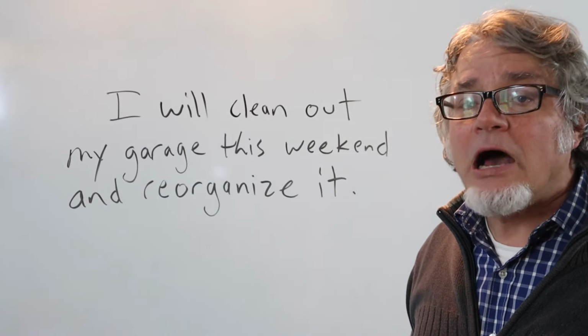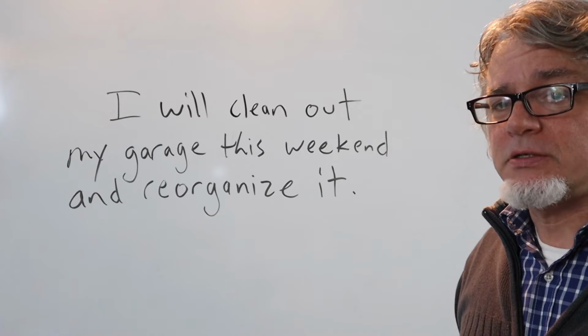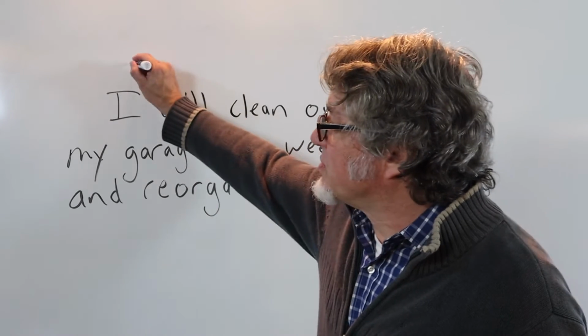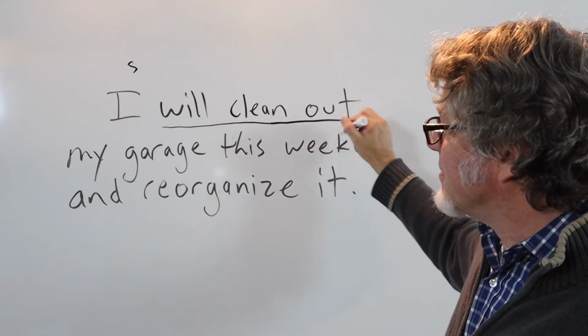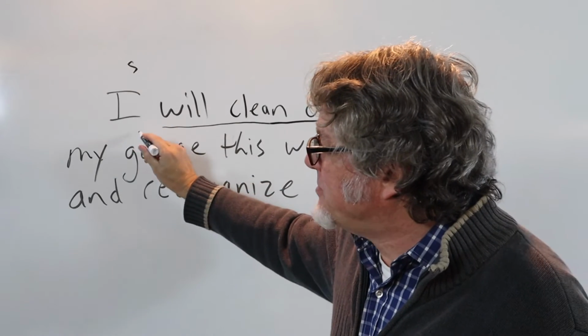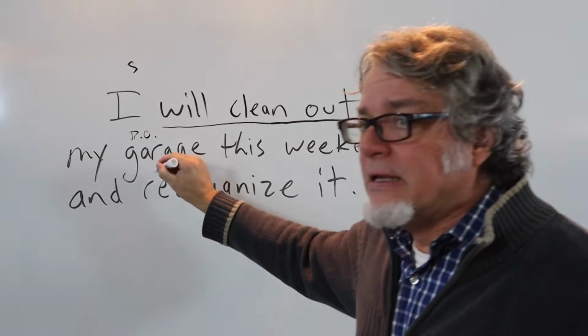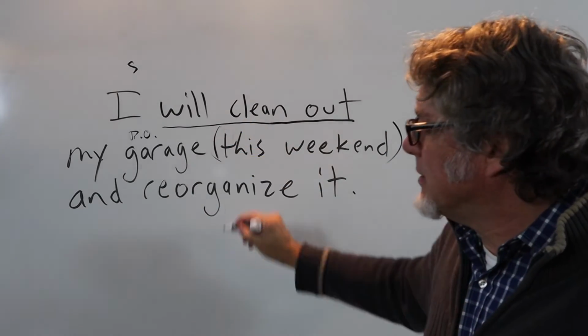I will clean out my garage this weekend and reorganize it. Here's the subject, and then here's the first verb. This is a verb phrase. It's followed by an object. This is the direct object. And then this time expression, this weekend.